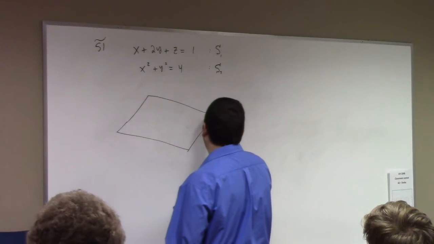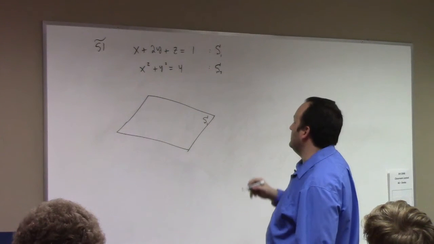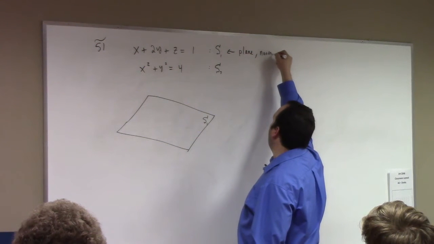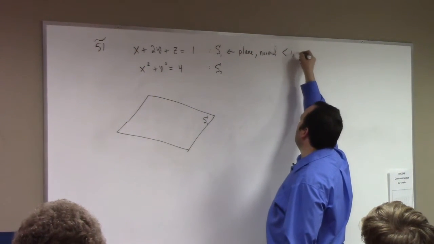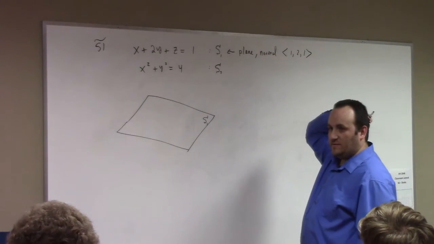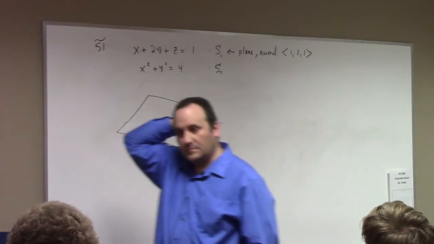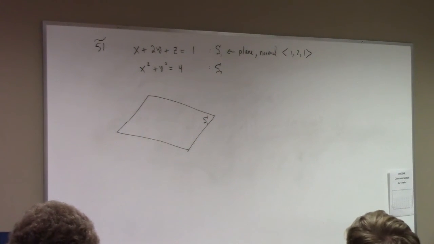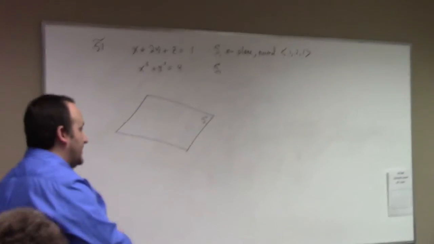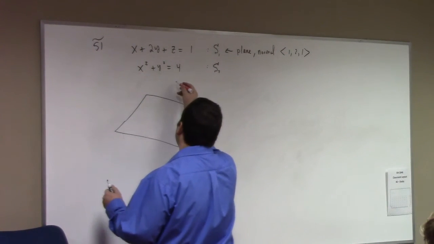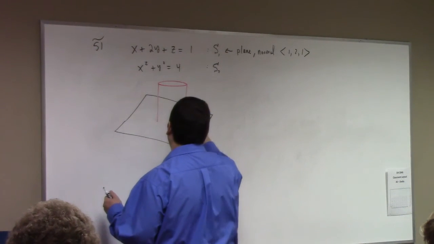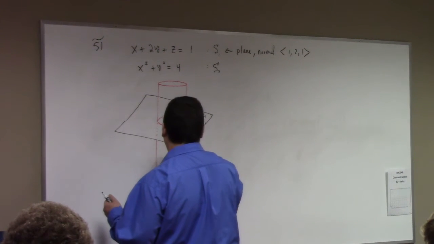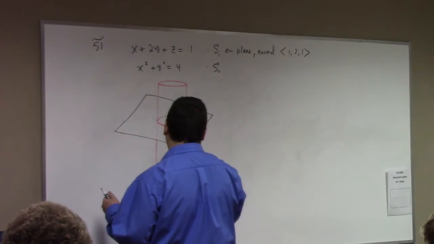S1's a plane, right? It has normal. What's the normal? 1, 2, 1, right? And then what's the other thing? That's a cylinder. Right. It's a cylinder with radius 2, just like your homework question has a cylinder with radius root 2, I think. Yeah. Right.